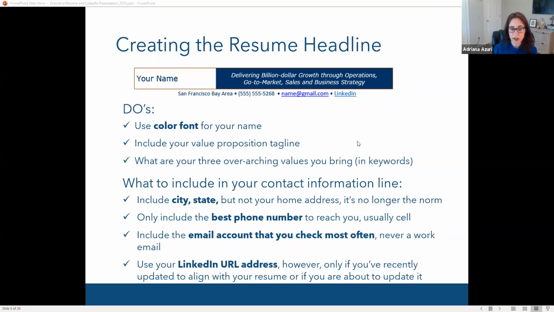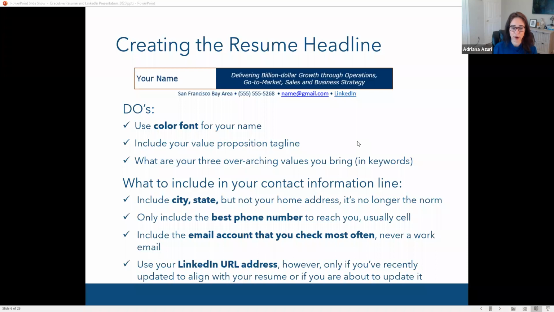If you're a finance executive, you would be showcasing that you've got finance, maybe accounting, maybe treasury, things like that. Always really try to depict who you are and the value that you bring. You also want to include the city and the state. Please don't include your home address, because people are going to look you up. They may Google your house. Believe it or not, it happens.